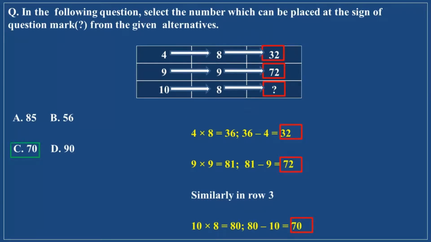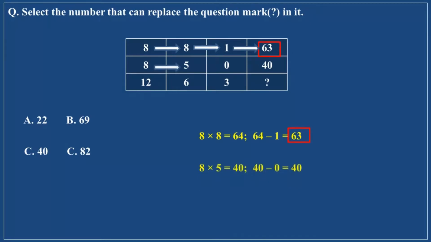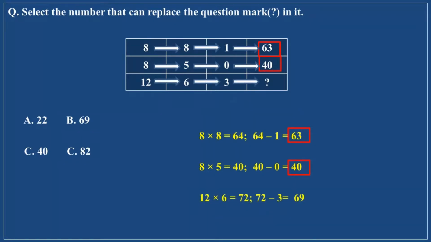Let's proceed to the next question. Select the number that can replace the question mark in it. This problem is similar to the previous one. In the first row, 8 is multiplied by 8 to get 64, and 1 is subtracted from 64, which is equal to 63. In the second row, 8 is multiplied by 5 to get 40, and 0 is subtracted from 40, which is equal to 40. Similarly, in row 3, 12 is multiplied by 6 to get 72, and 3 is subtracted from 72, which is equal to 69. Hence, option B is the right answer.